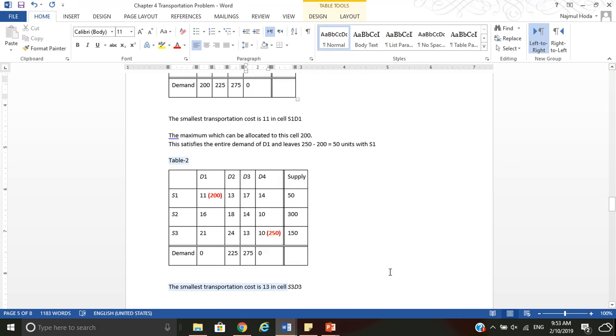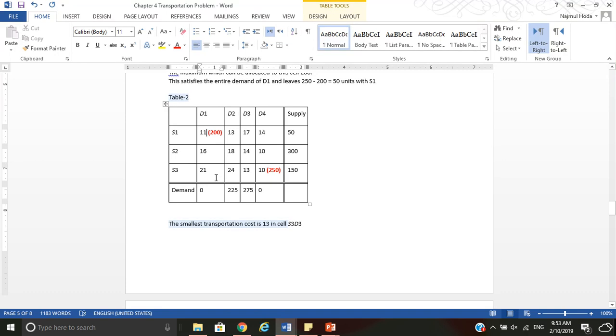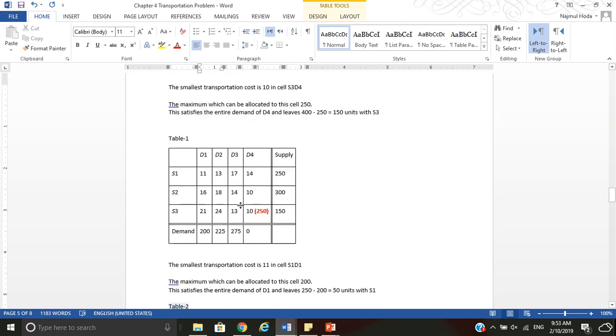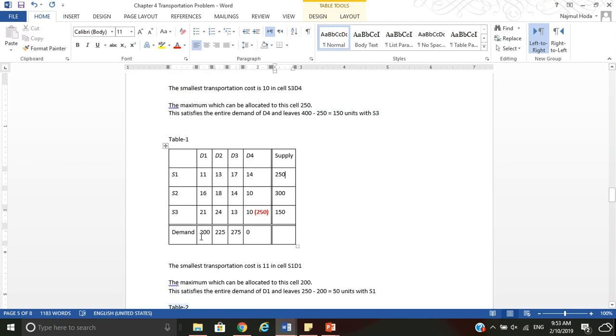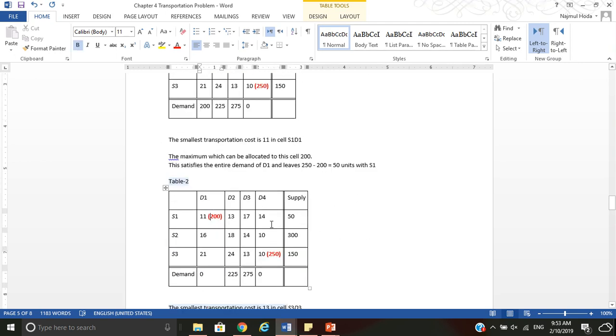Now the question is, which cell should be selected next? The lowest cost. In the northwest, it was the next empty cell. In the least cost, we select the lowest cost. 11 is the lowest cost. Now same, look at the supply and the demand. Supply is 250, demand is 200. We put 200 here, this becomes 50, this becomes 0.